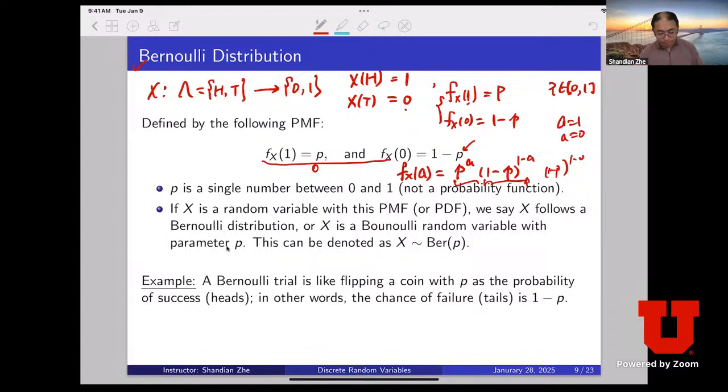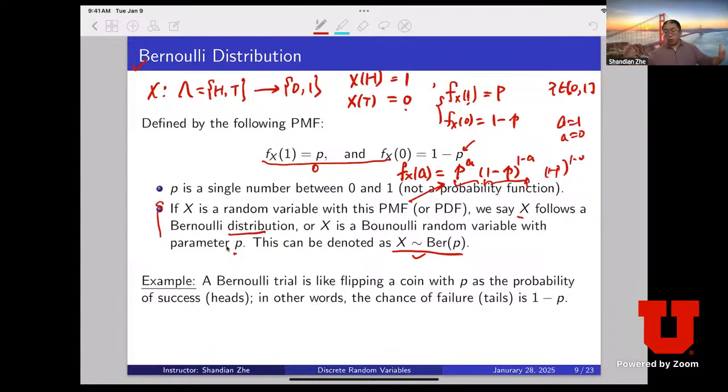Okay, the definition is as follows. If x is a random variable with the aforementioned PMF, then we claim the random variable x follows a Bernoulli distribution, or x is a Bernoulli random variable with parameter p. Shortly, we can denote this using this notation: X follows, this tilde means follows, Bernoulli distribution with parameter p.